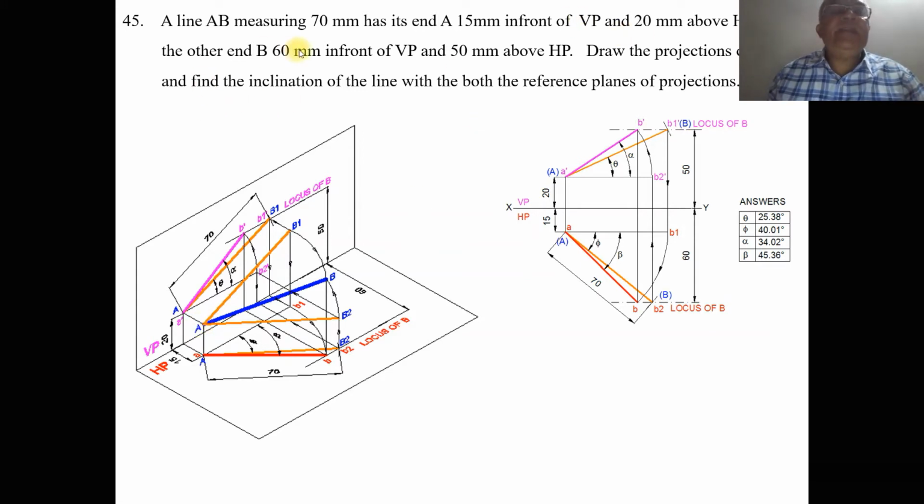Similarly, he says the end capital B is 60 mm in front of VP, which can be seen from here to here. When it is projected, that will fall on the horizontal plane, so you will get the locus of B here. This is 60 mm in front of VP and 50 mm above HP. That distance is here. When it is projected, that will fall on the vertical plane, which is 50 mm above HP. So we will get the locus of B in the front view and the locus of B in the top view.